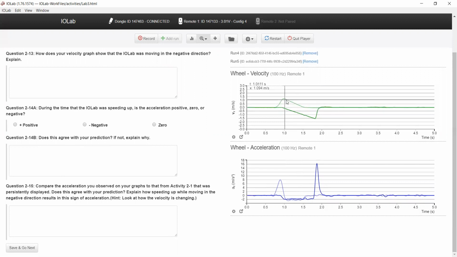Yeah, slowing down in the positive direction and speeding up in the negative direction. So they want you to compare and explain how speeding up while moving in the negative direction relates to the sign of the acceleration. Does it agree with your prediction? Okay, so you may go ahead, saying the results, region of interest. Activity 2.1 means they want to compare the sign of the acceleration here. Okay, it's kind of the same. You can go ahead, compare based on your graph, write the answer, and then click save and go next.